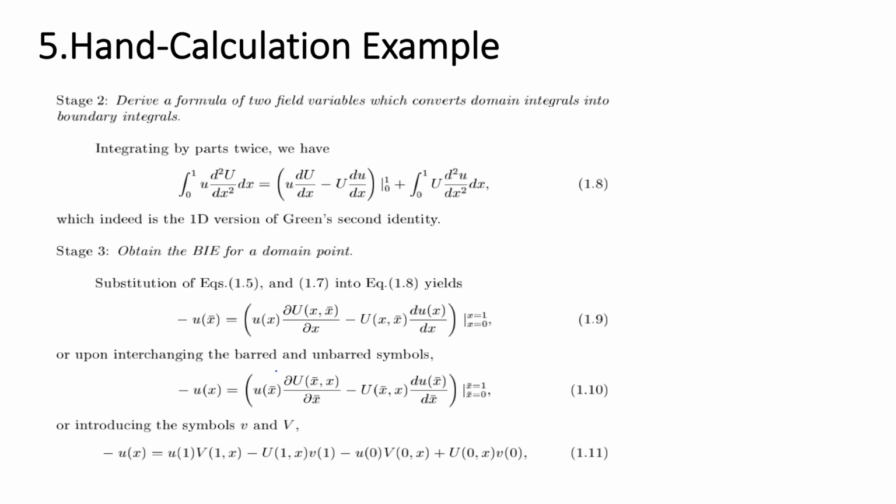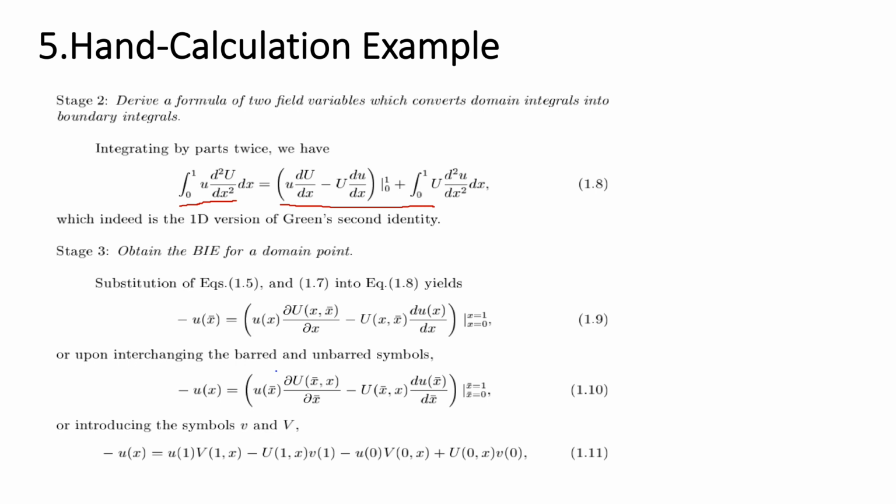Stage 2, we derive a formula of two-field variables which converts domain integrals into boundary integrals. After integrating by parts twice, we yield a 1D version of Green's second identity.